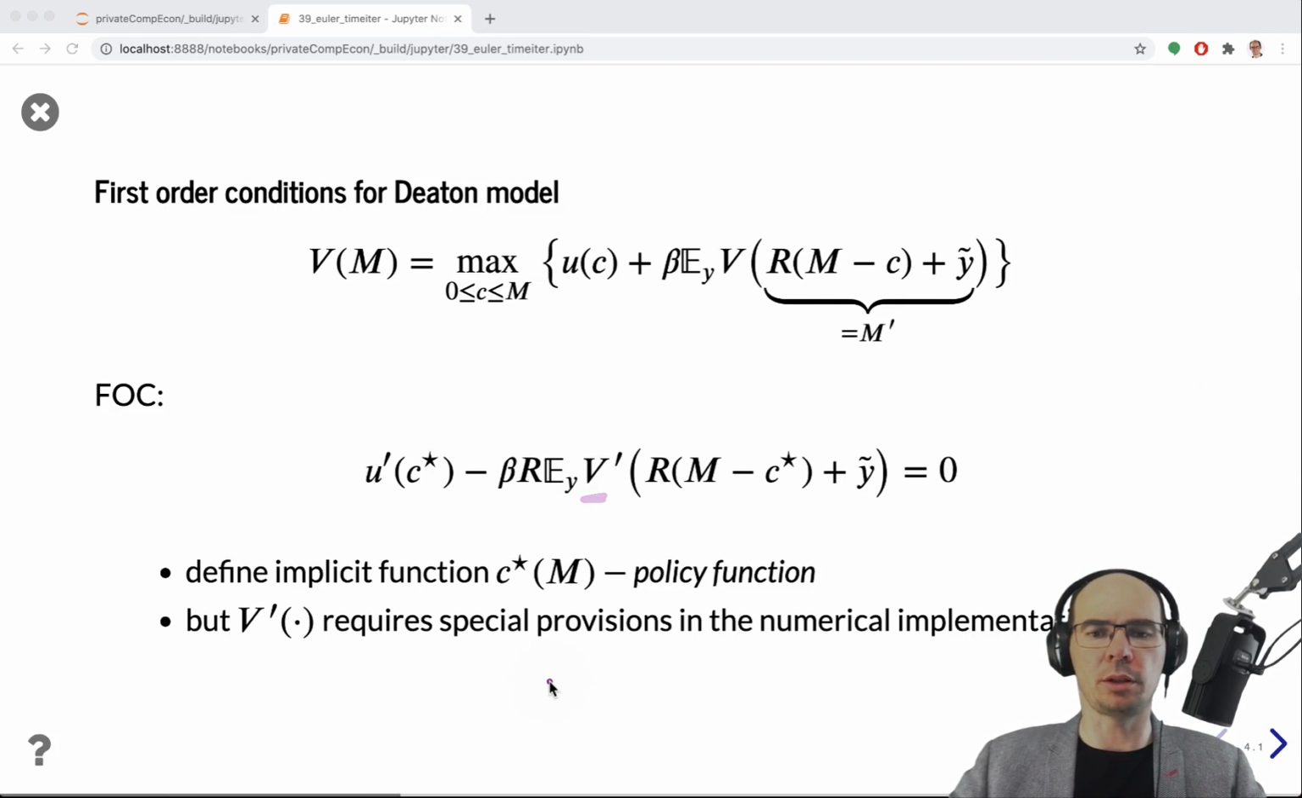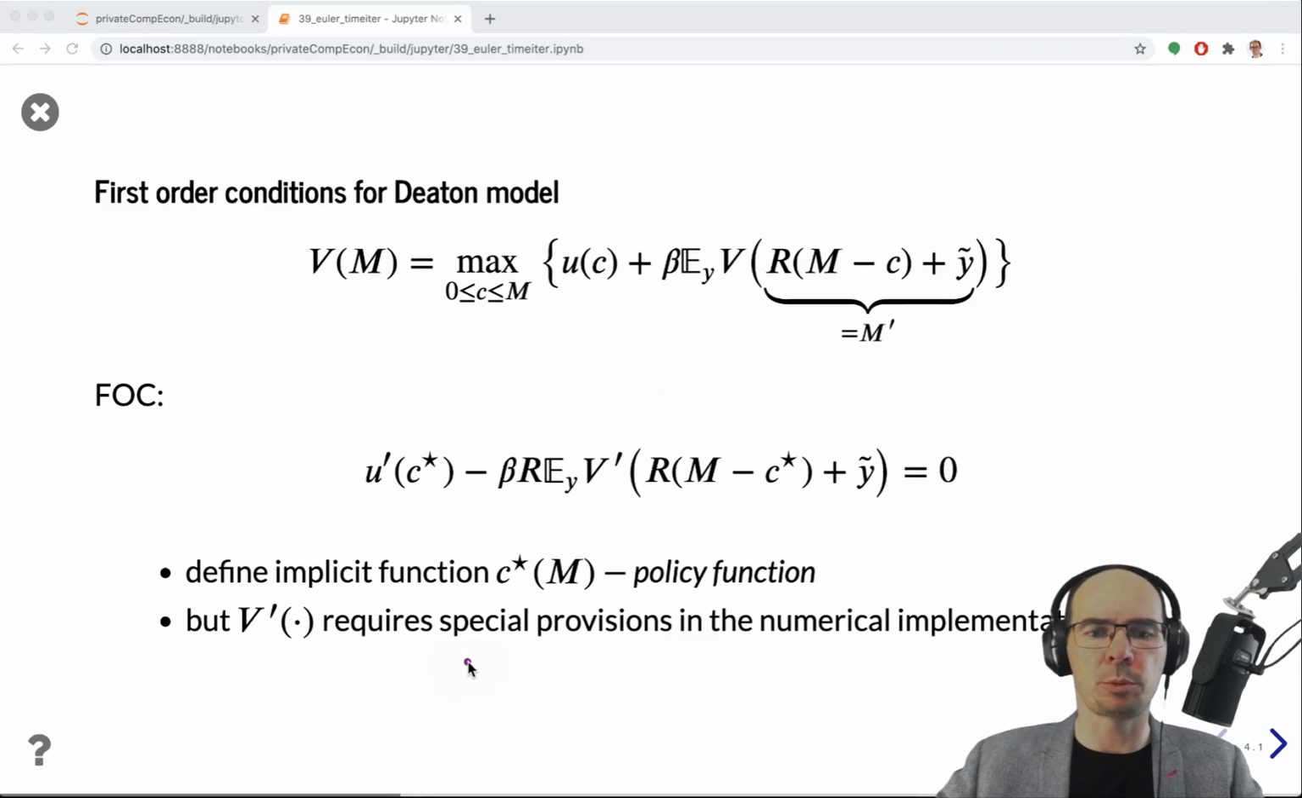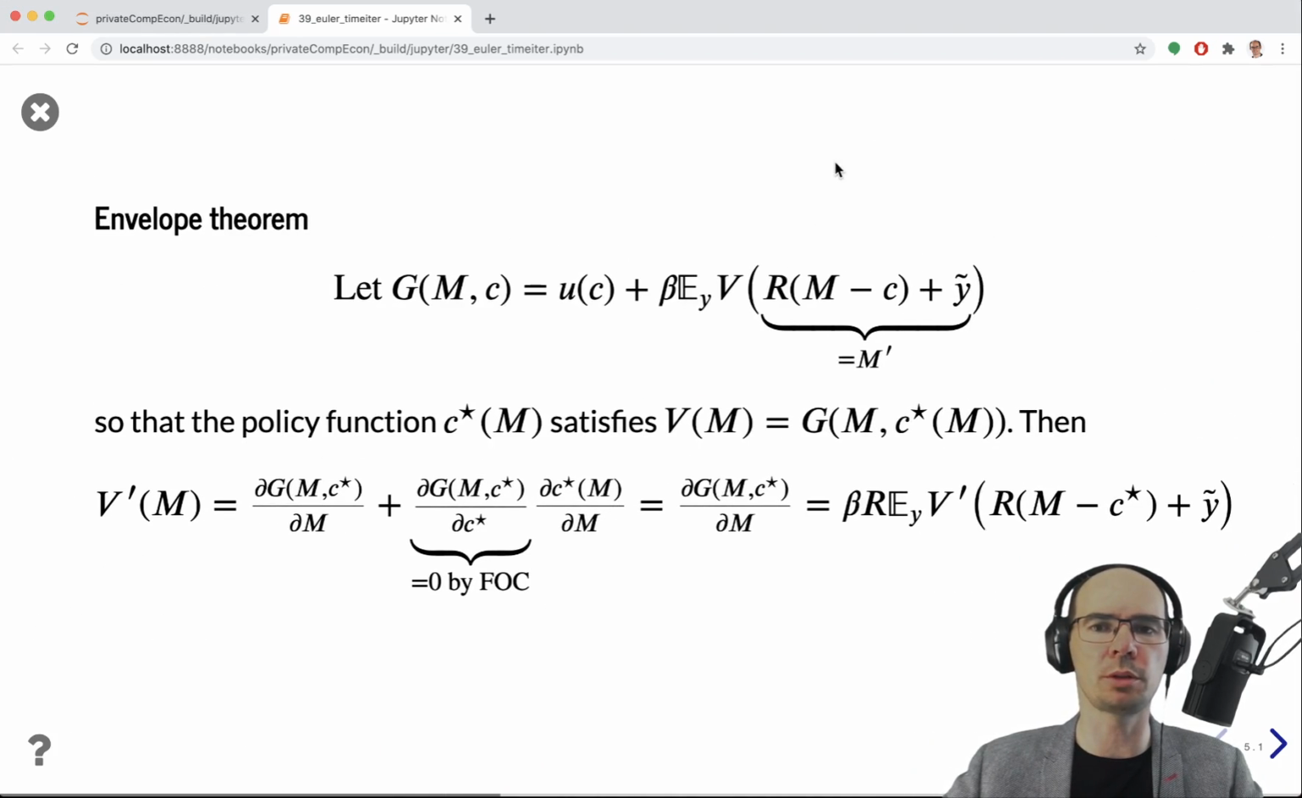That means that we are not very well approximating the derivative of the value. And so without special provisions, we could write an alternative numerical procedure where the derivative of the value function is also well approximated. It's not impossible, but without special provisions, the derivative of the value function is not available. So what can we do instead?